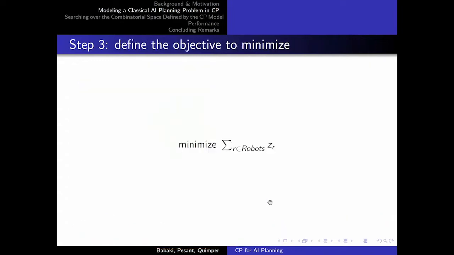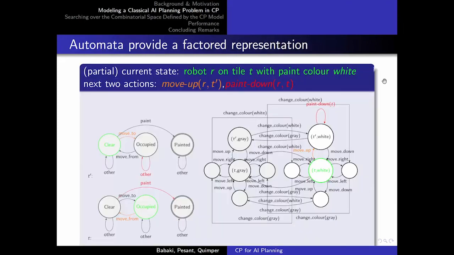Finally, step 3, you define the objective you want to minimize. Here we want to minimize the cost of the plan, so we minimize the sum over all robots of those z sub r variables. So collectively, the automata for planning objects provide a factored representation of the world.